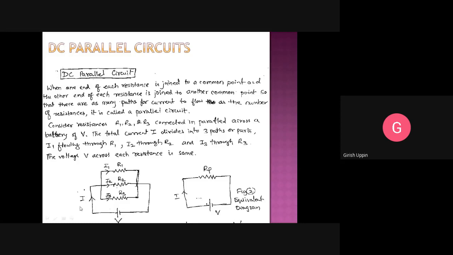And wherever the pipe diameter is less, less water will go there, because it offers more resistance to the flow of water. Similarly, whatever current comes here, let us say 10 amperes comes here. When it comes to this particular junction, it has three paths. Wherever the resistance is less, suppose R1 is offering less resistance compared to R2 and R3, more current will flow here.